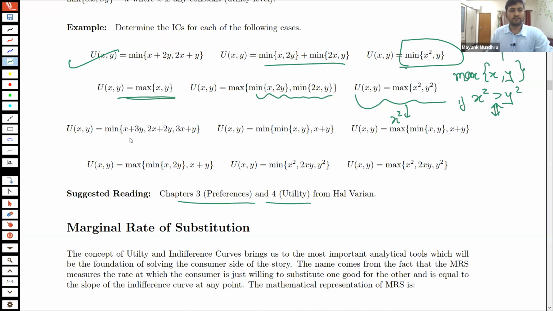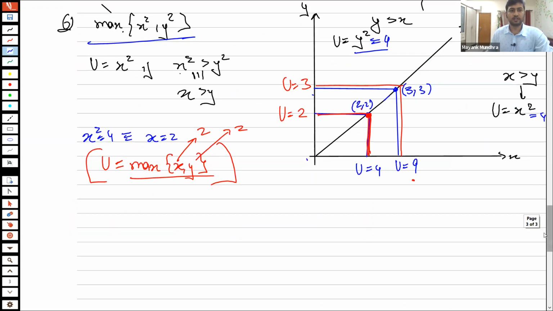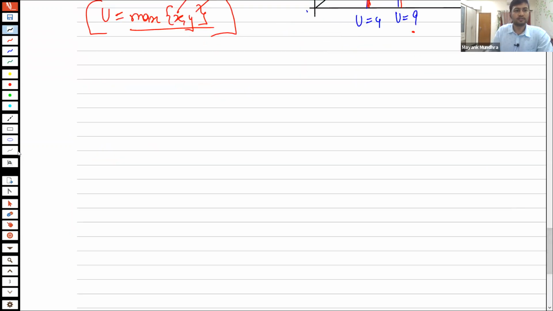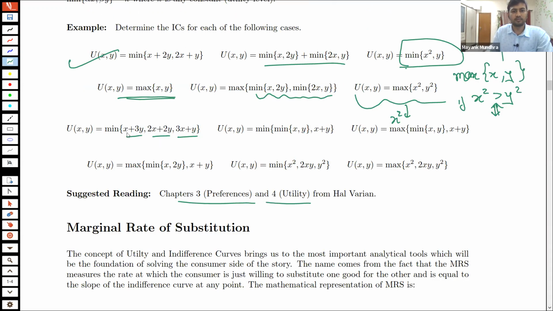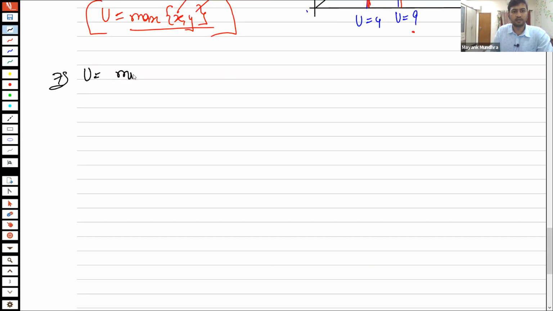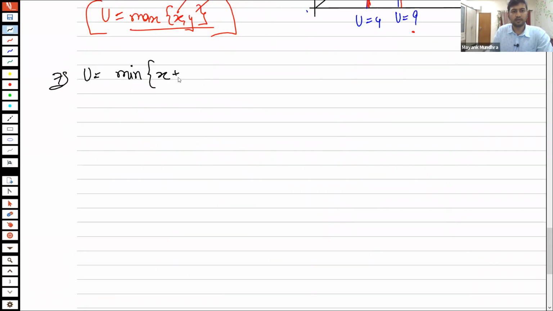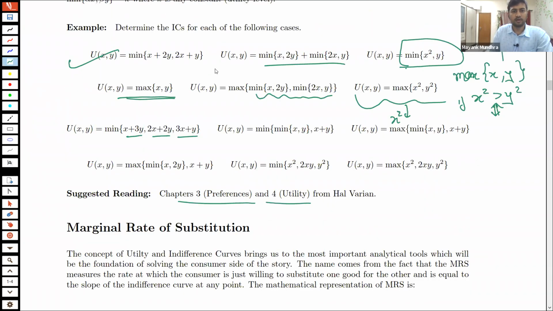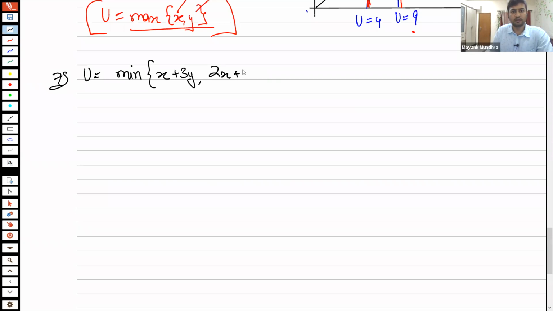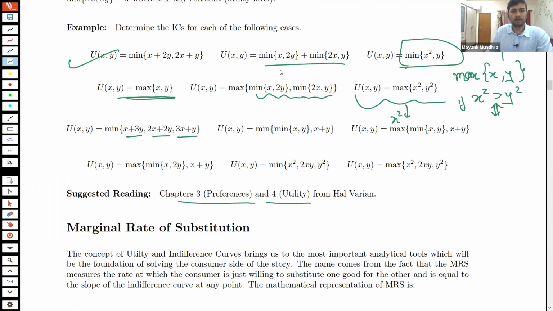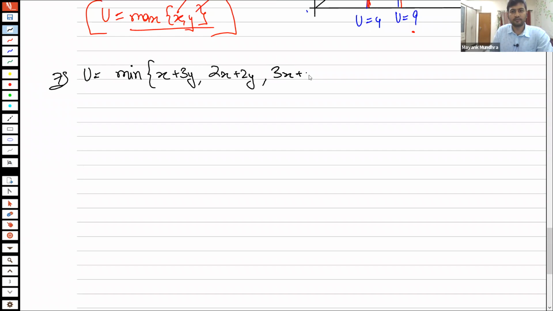Seventh question. Min of x plus 3y, 2x plus 2y, and 3x plus y. So this is interesting. Does anybody know? Can anybody describe what it would look like if anybody has done it? Min of x plus 3y, comma 2x plus 2y, comma 3x plus y. Okay.